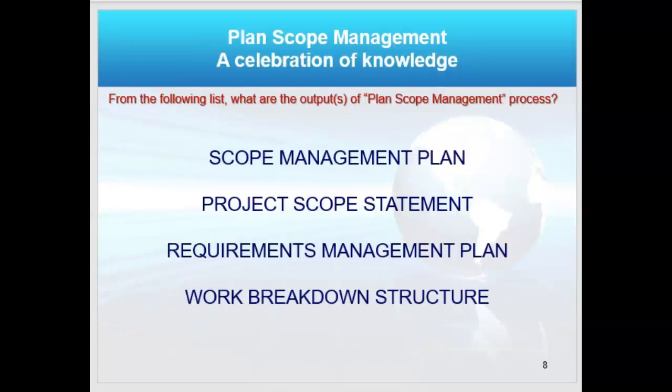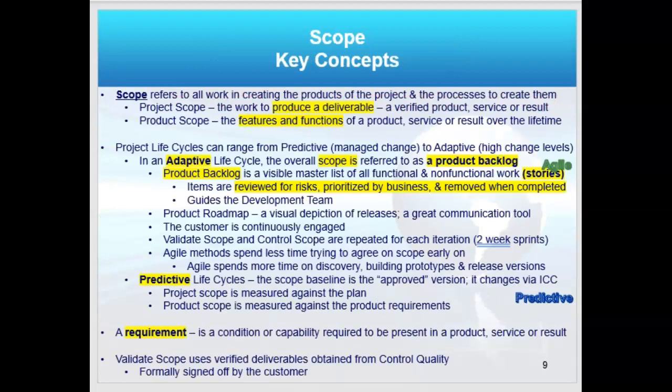Okay, so moving on, scope key concepts. Scope is about the requirements, the project scope to produce the deliverable, where the product scope long term is going to be more about the features and functions. So just realize that in an agile adaptive life cycle, the scope is really the product backlog. So you'll have a backlog of stories, and that's really what the scope is about.